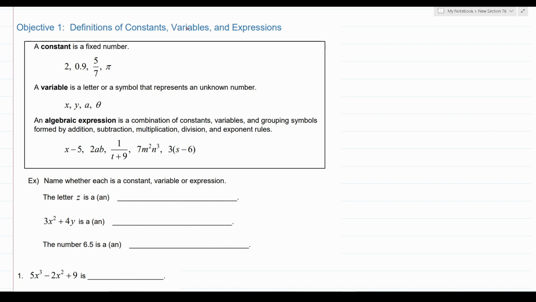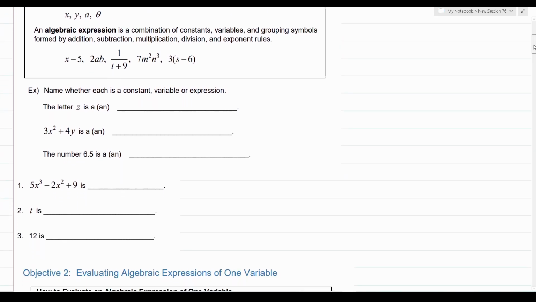And finally, an algebraic expression is a combination of constants, variables, and grouping symbols formed by addition, subtraction, multiplication, division, and exponent rules. So some examples of algebraic expressions are x minus 5, 2 times a times b, 1 divided by t plus 9, 7m squared n to the third, and 3 times s minus 6. So before we move on to the second objective in today's video, let's make sure we can define these things.